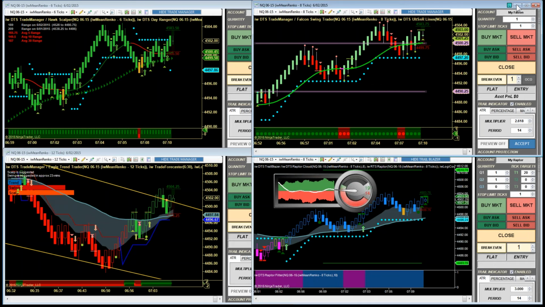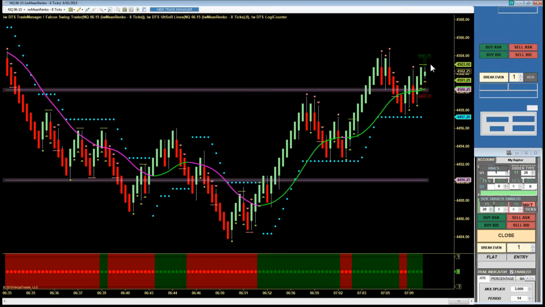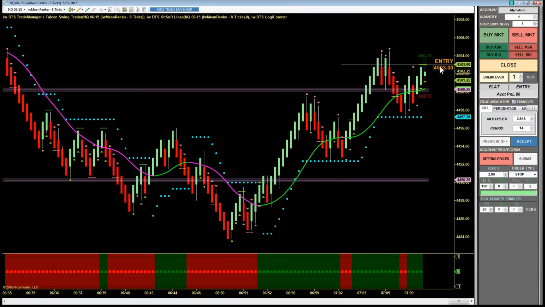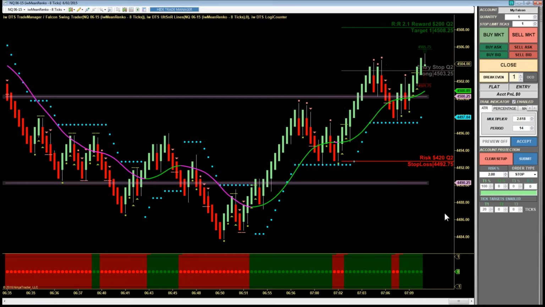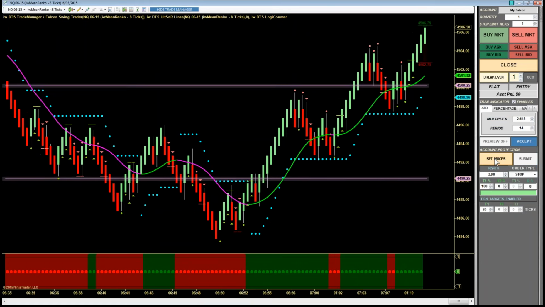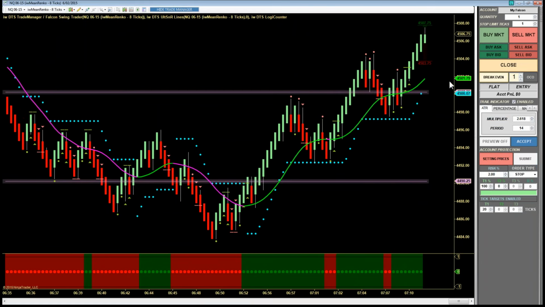All right, so we do have a late filter entry signal here on the Falcon, which we know tends to be a high probability signal. Let's see if we can still get a, oh no, they're going to go now.